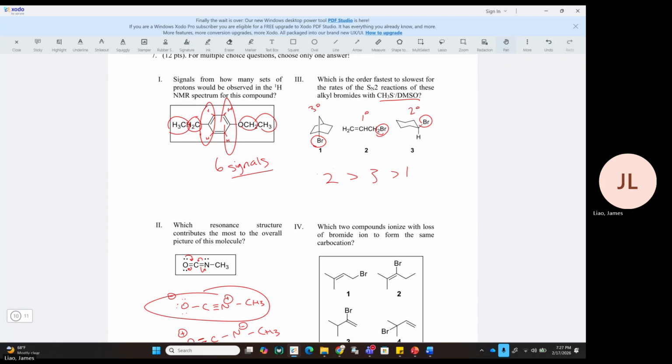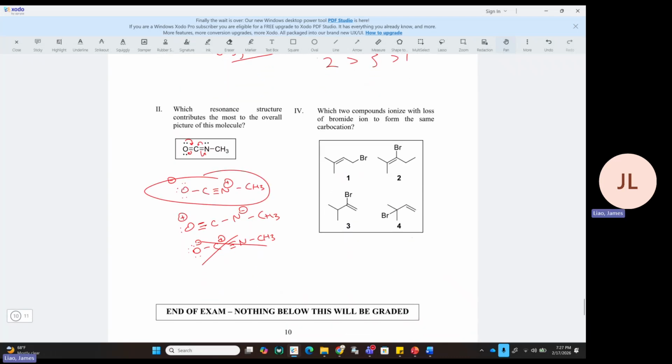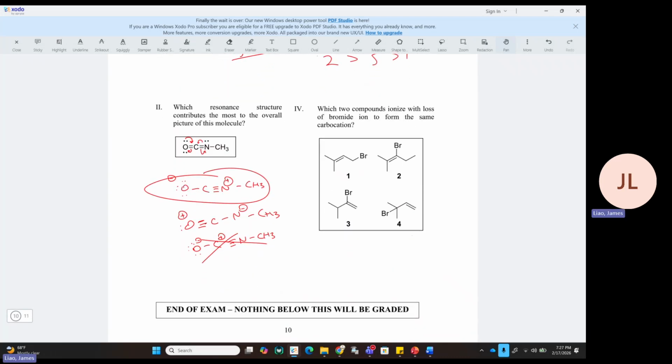Okay. And then finally, which two compounds ionize with the loss of bromine ions to form the same carbocation? Okay, so if we ionize it with the loss of the bromine ion, we take this off right here. So we have to find two compounds that form basically the same carbocation.